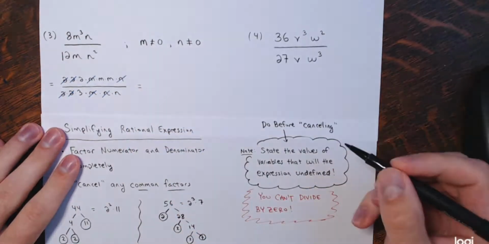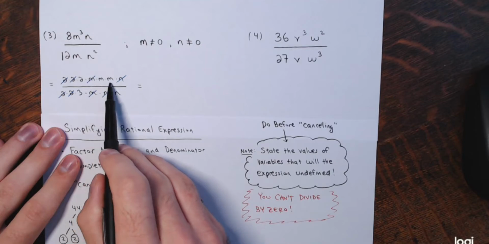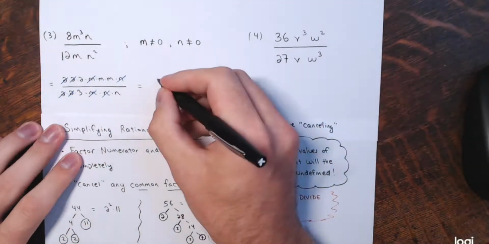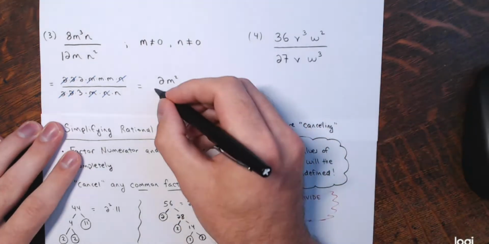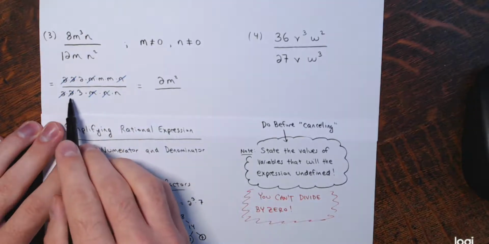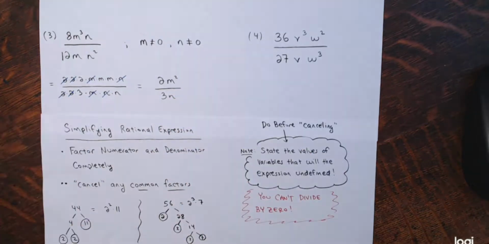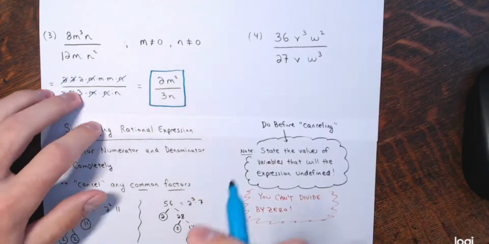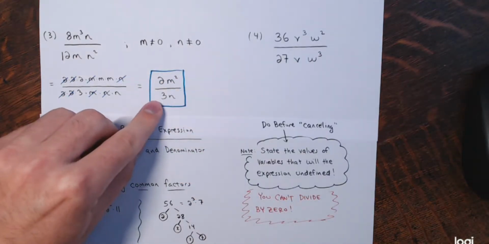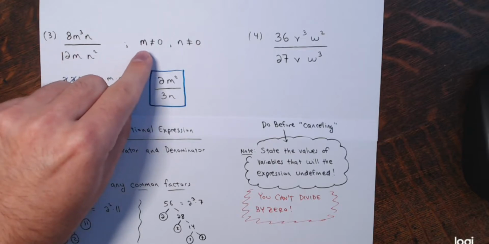And then finally, what this is equal to, the numerator, I'm left with the factors of 2, m, m. 2 times m times m, that'd be 2 times m squared. Right? M times m is m squared. Denominator, I have 3 times n. So 3n. And there you go. I'll box that in. Alright, so that means the value of this fraction is the same as the value of the first fraction, as long as you don't replace m with 0 or n with 0.